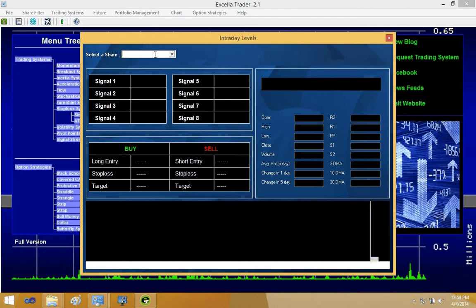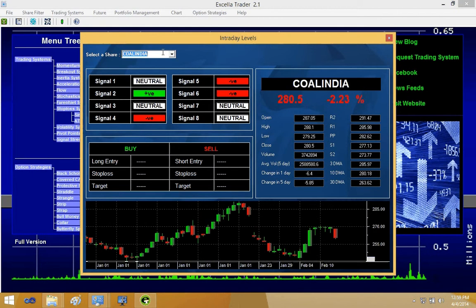sell. We are taking one share here, for example Coal India. Neutral. According to the software, Coal India is treated as neutral. That means most of the signals are showing neutral here. So we are closing this window.